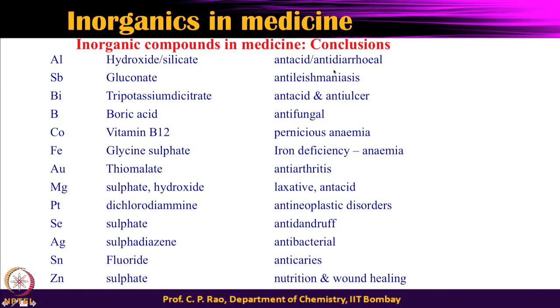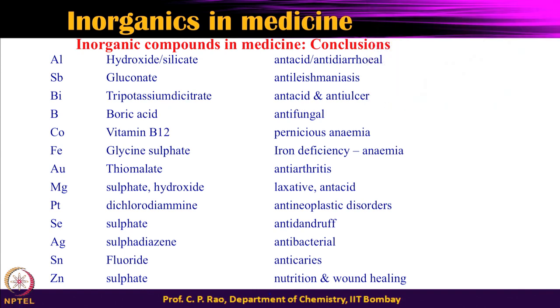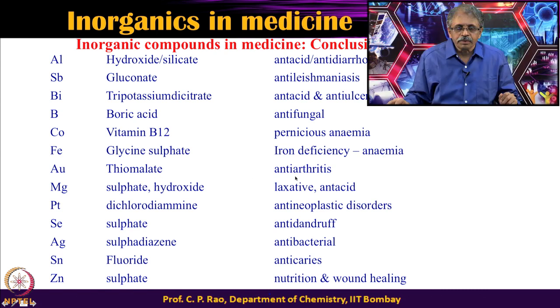So, you can see aluminum hydroxide and silicate as antacid and antidiarrheal; antimony gluconate can be used as anti-leishmaniasis; bismuth, the tripotassium dicitrato complex, can be used as antacid and anti-ulcer; boron in the form of boric acid can be used as antifungal; cobalt in the form of vitamin B12 is used for pernicious anemia. Iron with glycine sulfate can be used for iron deficiency or anemia. Gold thiomalate can be used for anti-arthritis.